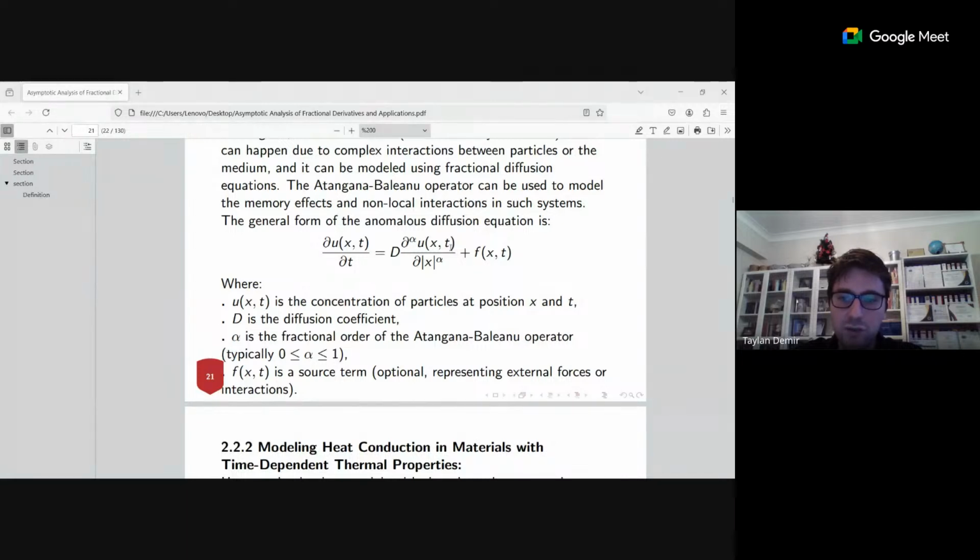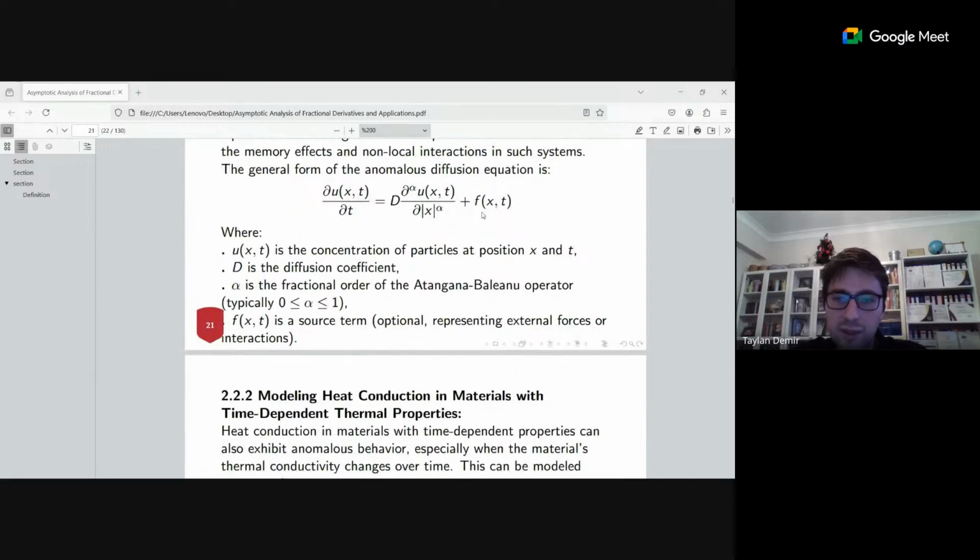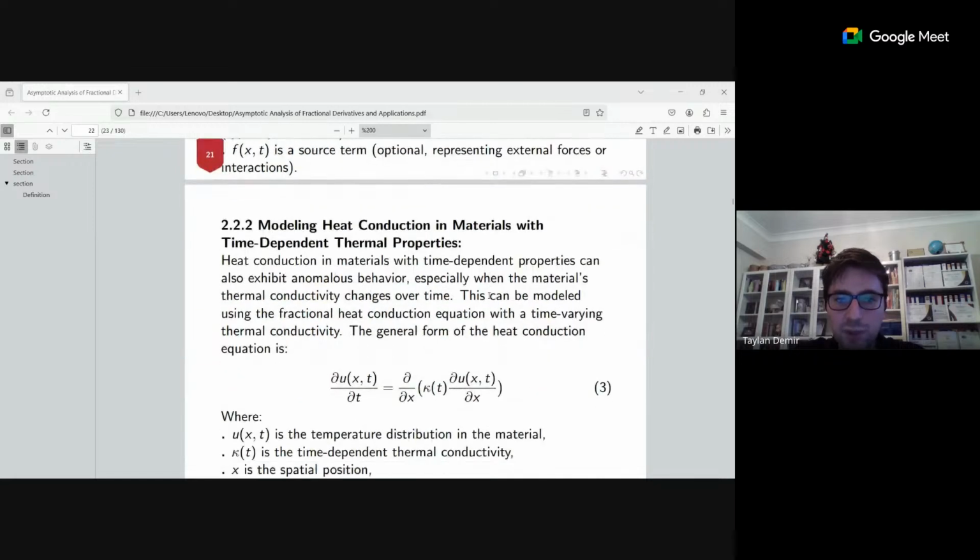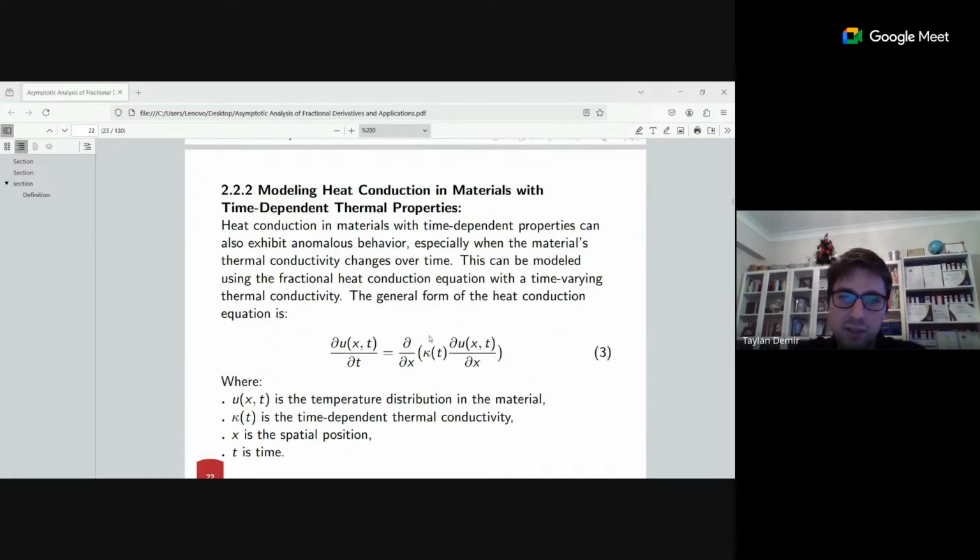Alpha is the fractional order of the Atangana-Baleanu operator. Typically, 0 is less than or equal to alpha, and alpha is less than or equal to 1. Maybe alpha is an integer or not. And F is the source term, optional, representing external forces or interactions. And this is another model.